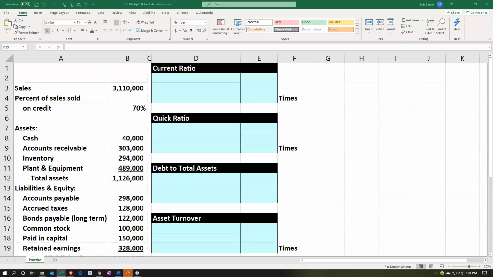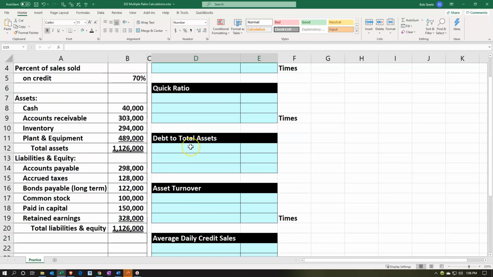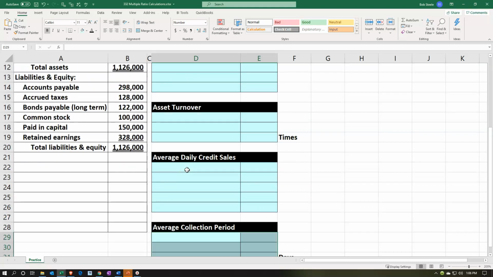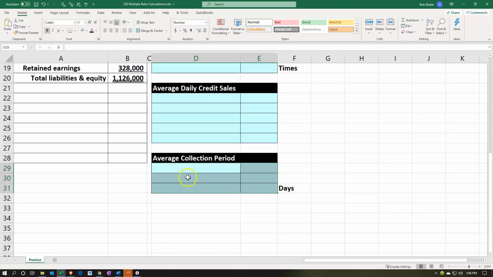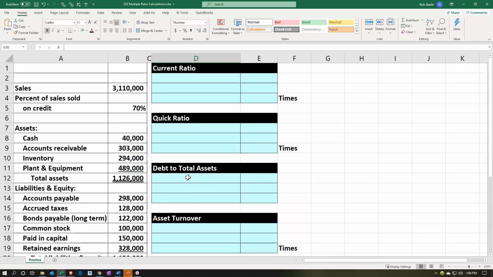Here we are in Excel. We have our information on the left-hand side. We're going to put that into the blue area on the right-hand side, calculating the current ratio, the quick ratio, the debt to total assets, the asset turnover, and the average daily credit sales, so we can calculate the average collection period. So we're going to go back on up top.